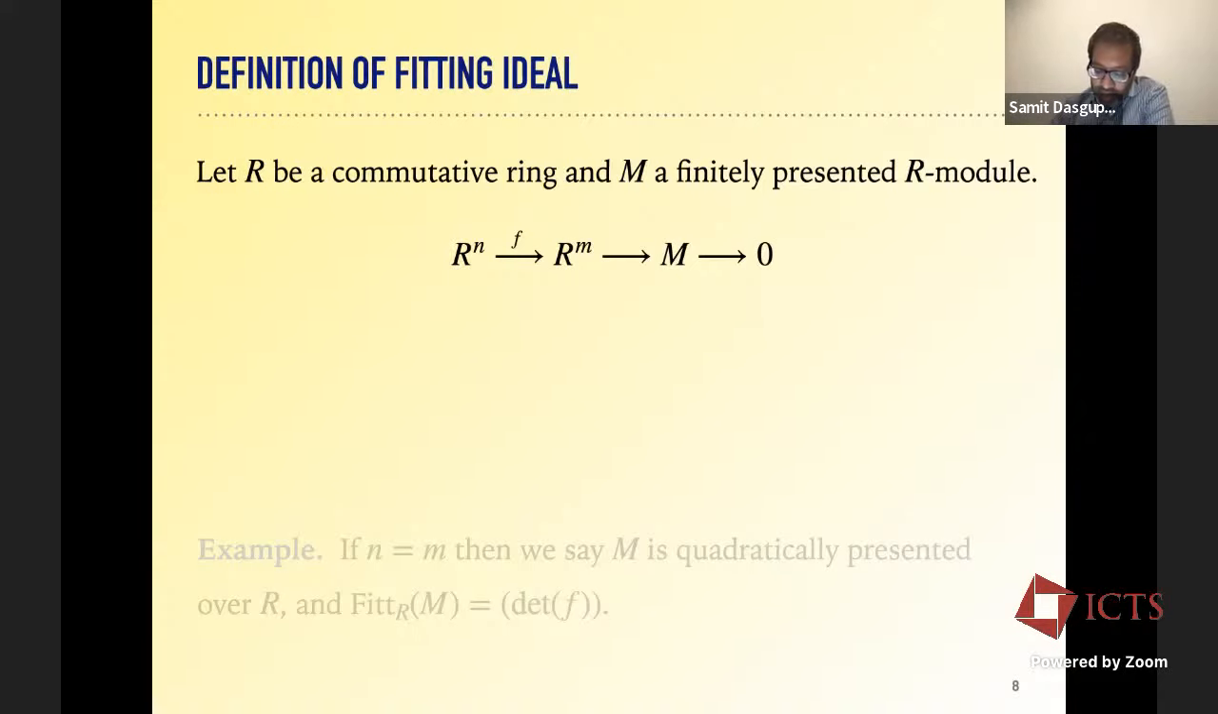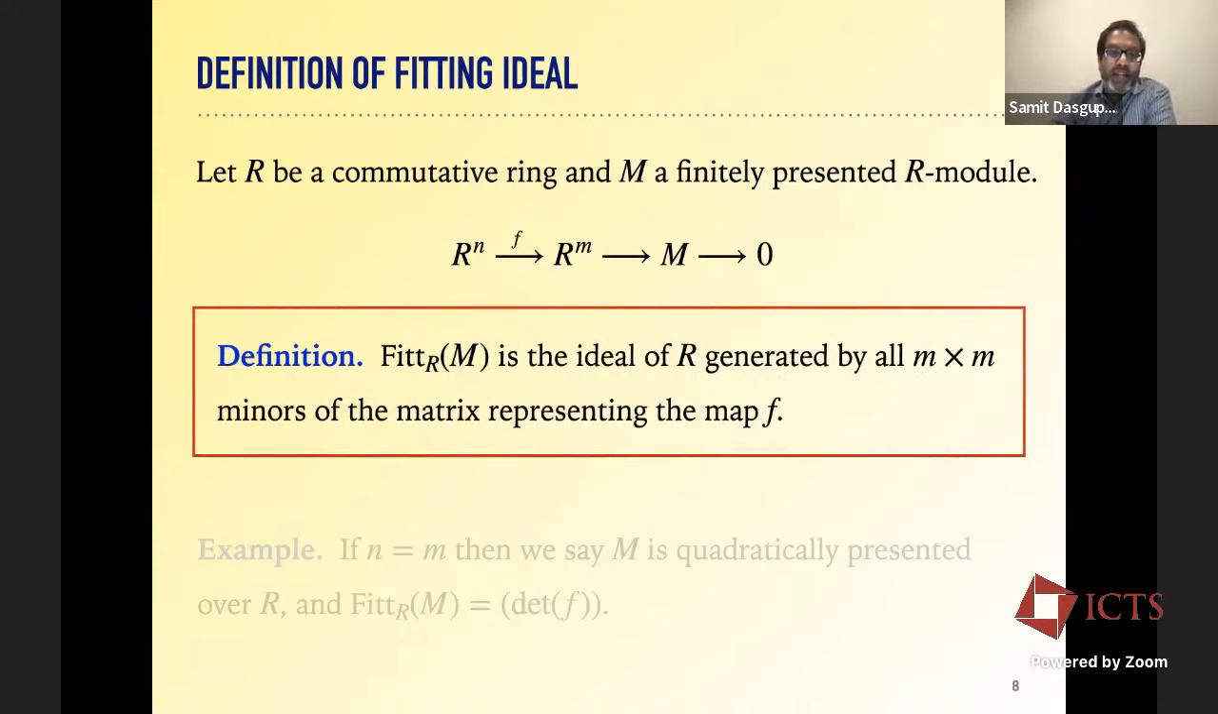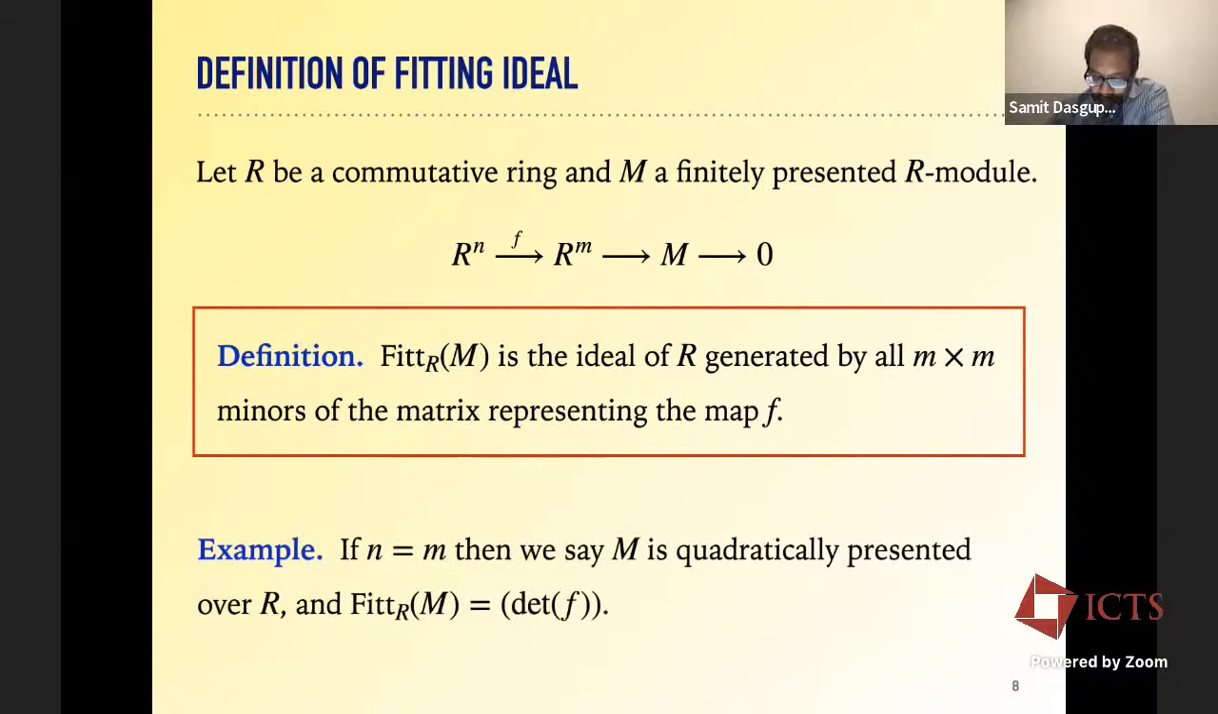Okay, and once you have that presentation, then you can define the Fitting ideal to be the ideal of your ring generated by all m by m minors of the matrix representing the map F. Okay, so m is the number of generators here. So m is this m, number of generators, okay. And just to give you an example, if n is equal to m, then this F is given by a square matrix, right? Because from R^m to R^m, and then you're looking at one matrix and you're just asking for the determinant of that one matrix. And in that case, the Fitting ideal is principal, and it's just generated by that one determinant. And in that case, you say that M is quadratically presented.